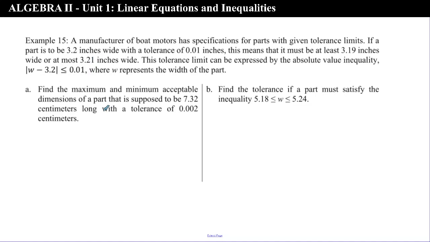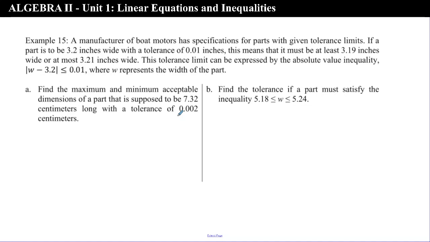So we are going to set up an equation like the one that they presented here with this information. So it's supposed to be 7.32 centimeters long. That's the perfect length. The tolerance is 0.002 centimeters. And I know that sounds like a very little amount, but that's a very real world sort of a tolerance level.